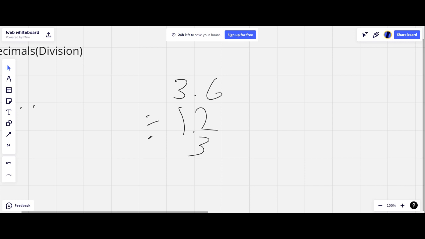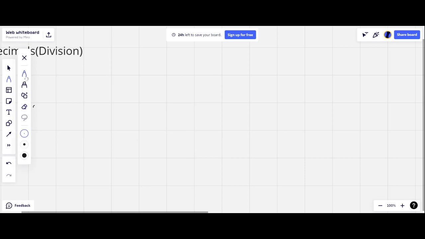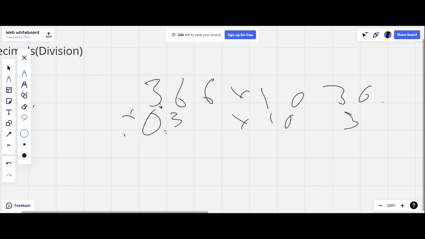But let me show you a different instance of question, where the dividend has more decimal places than the divisor, like 3.66 divided by 0.3. Okay? As we said, it's only the divisor that we have to turn into a whole number. You don't have to turn all of the dividend into a whole number. So let's do times 10, 3 times 10, 36.6.